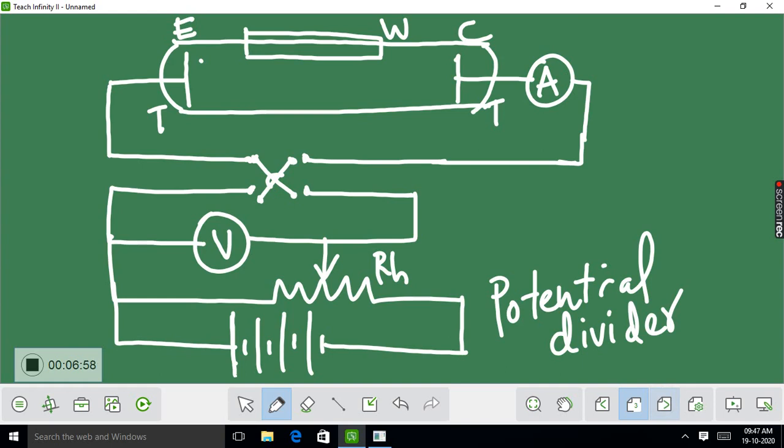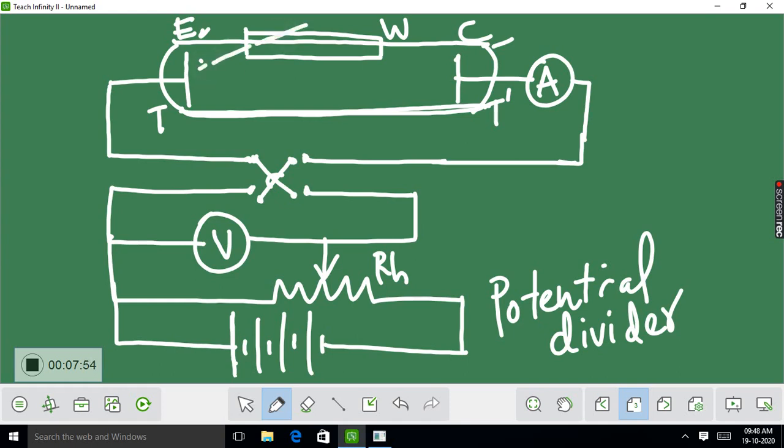This is the experimental study of photoelectric effect. This is the experimental setup. The experimental study was carried out by Philip Lenard. His experimental setup consisted of an evacuated quartz tube, T, which is provided with two electrodes, emitter and collector. The electrode emitter E is made of some photosensitive metal.